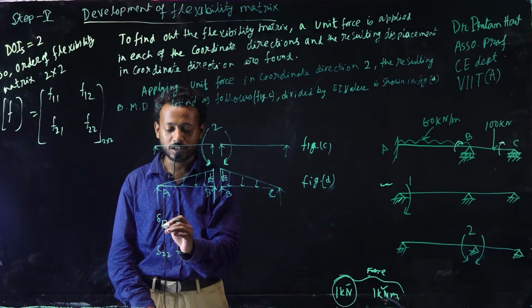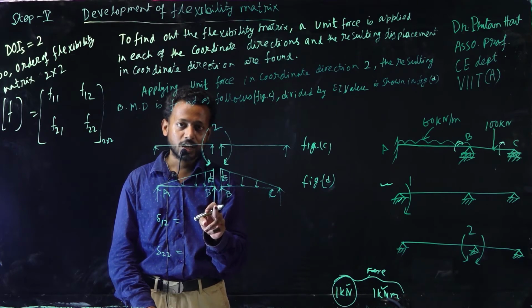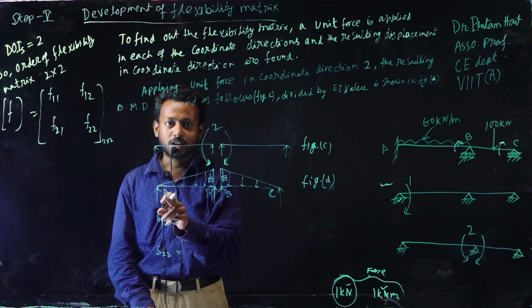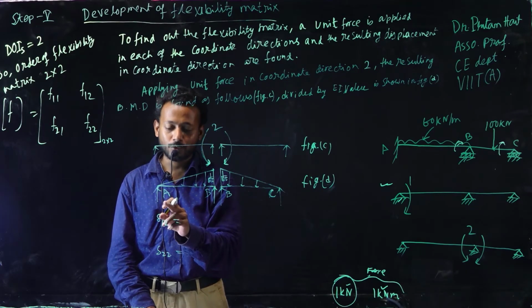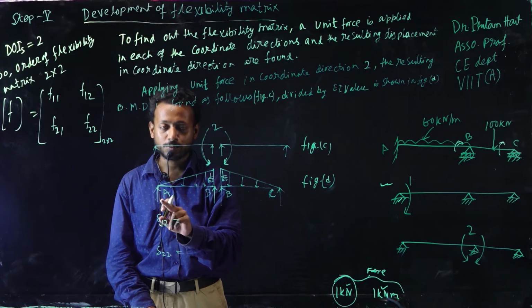So I will calculate delta 12. That means I have applied unit force in coordinate direction 2 and I will calculate the reaction at coordinate direction 1. So here I have to calculate the reaction. What will be the reaction at this point?